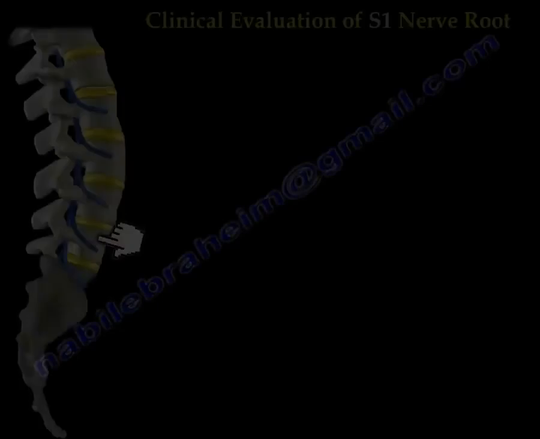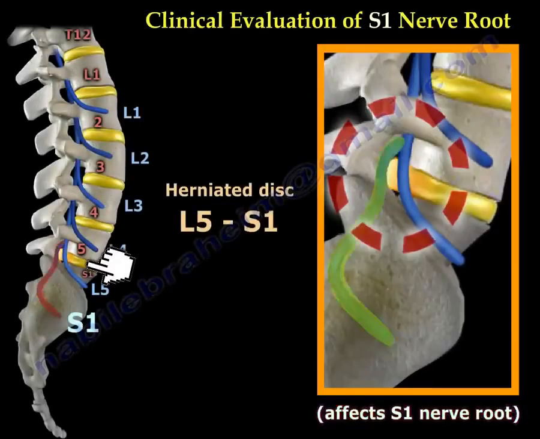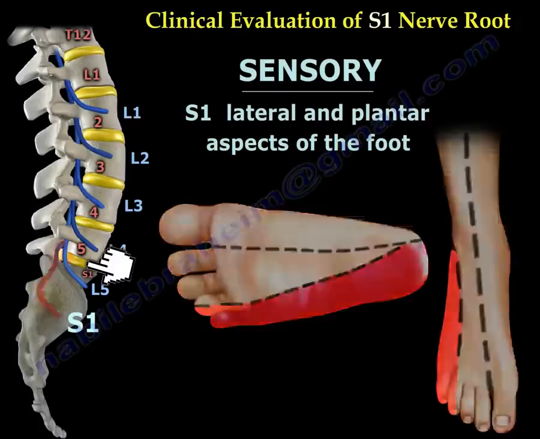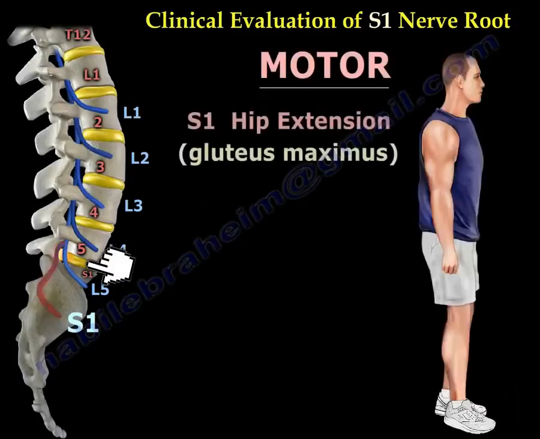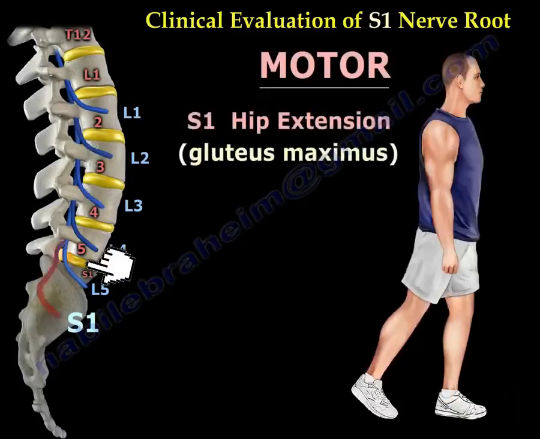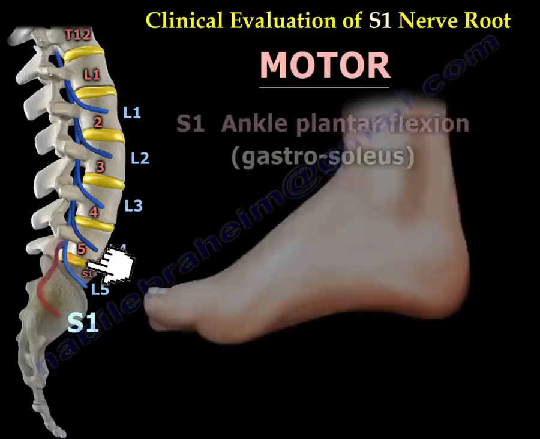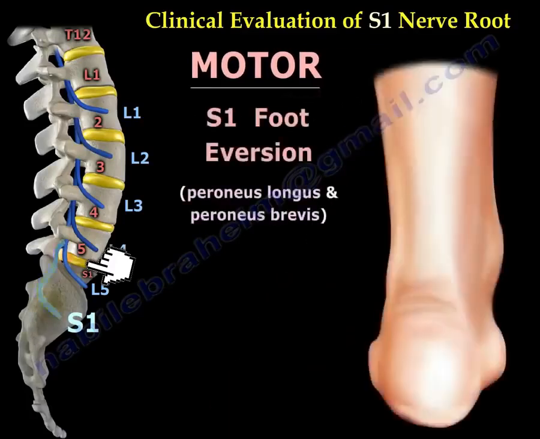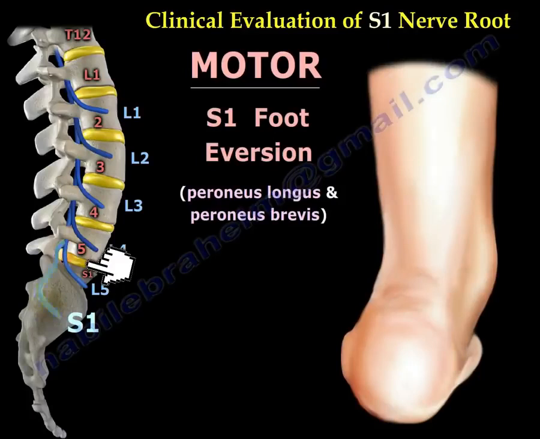A herniated disc between L5 and S1 will affect the S1 nerve root. The sensory of S1 will be the lateral and plantar aspect of the foot. How about the motor? It's hip extension, gluteus maximus. We don't use that a lot, but ankle plantar flexion, the gastrocnemius-soleus complex, is the one we use. And we also use foot eversion, the peroneus longus and brevis.